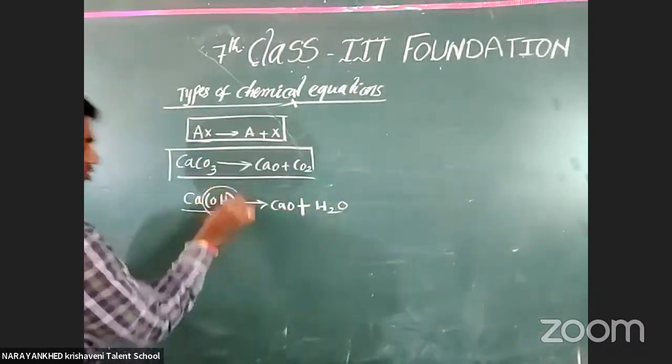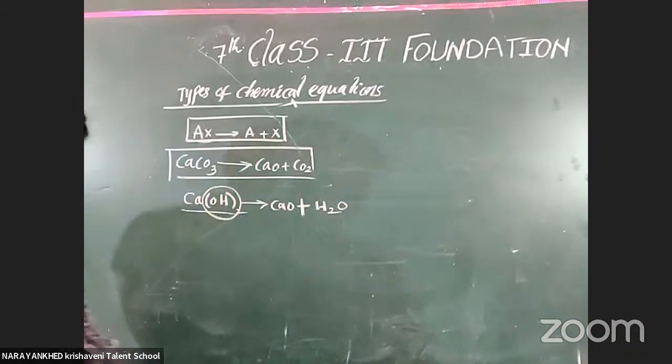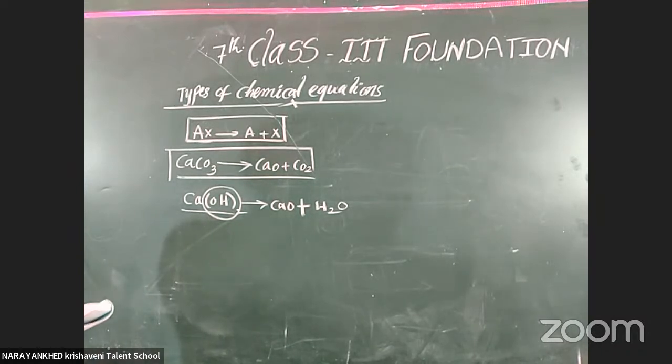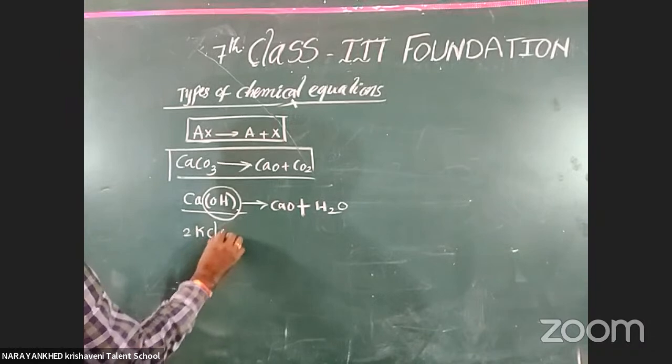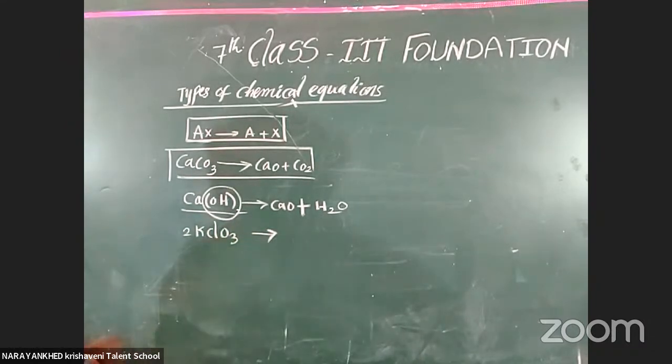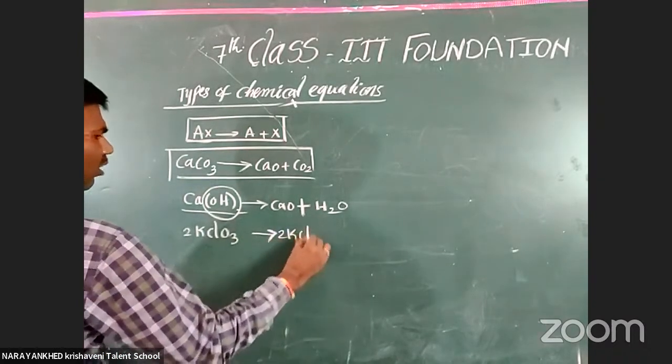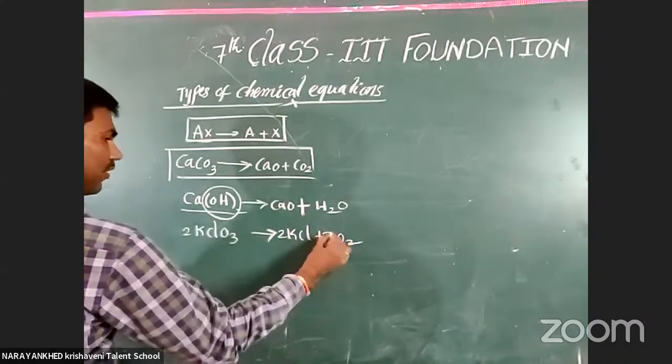When we take the hydroxide of metals, it will become oxides and water. When we take metallic chlorates, they decompose into metal chlorides and oxygen. When you take 2KClO3, potassium chlorate, it will be divided into KCl and oxygen. Okay, clear or not?